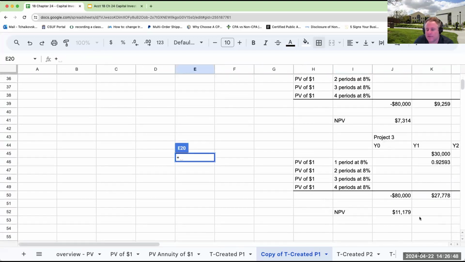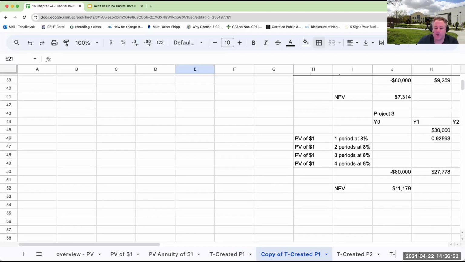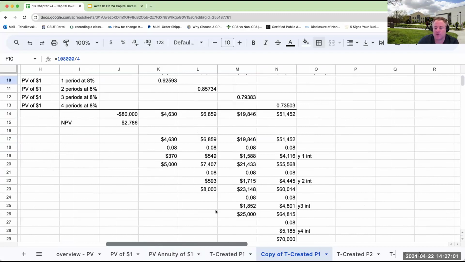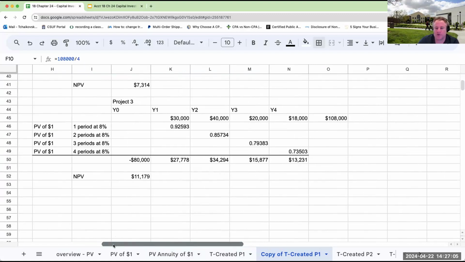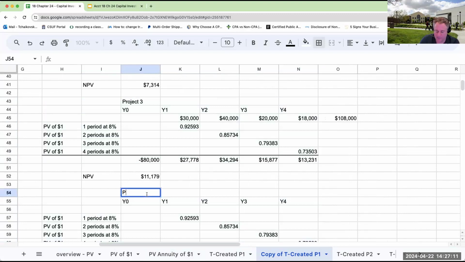So 11,179. Now, the last project is project 4. And this project has the same payment each year. So we can still, though, use this same table, but I'm going to show you a trick which will be exciting. So it's always exciting in managerial accounting.